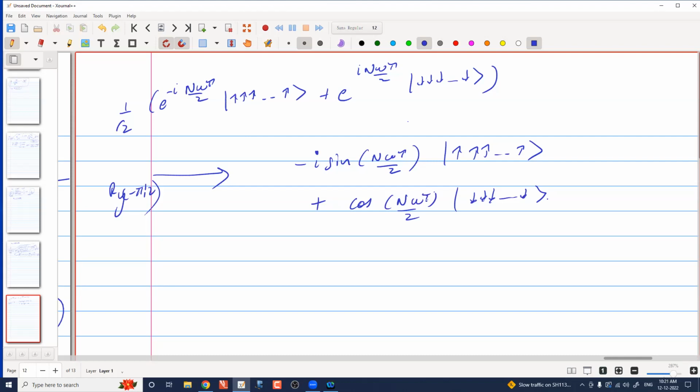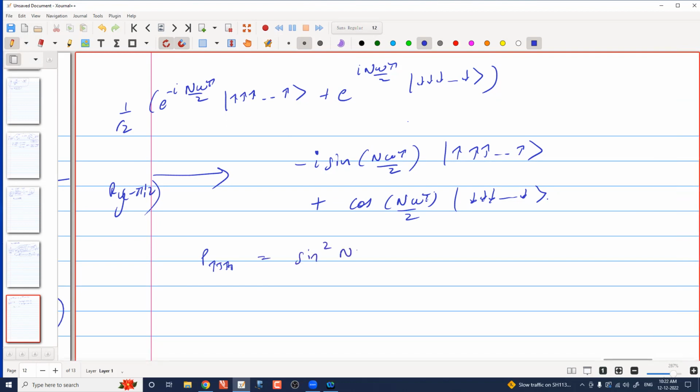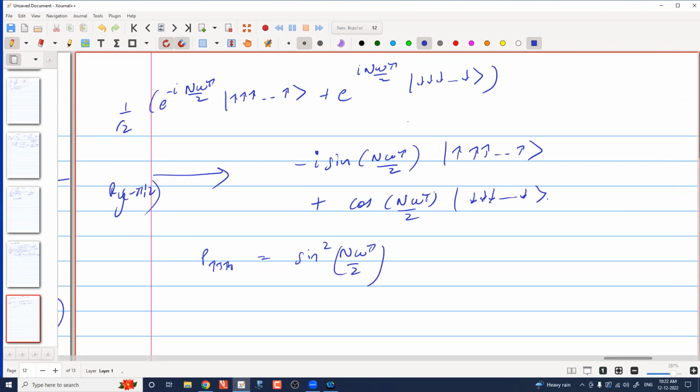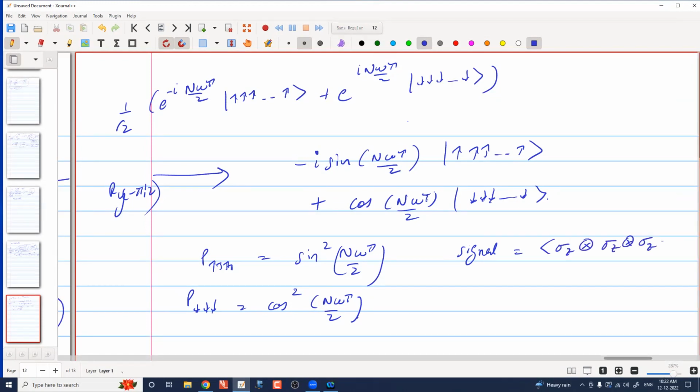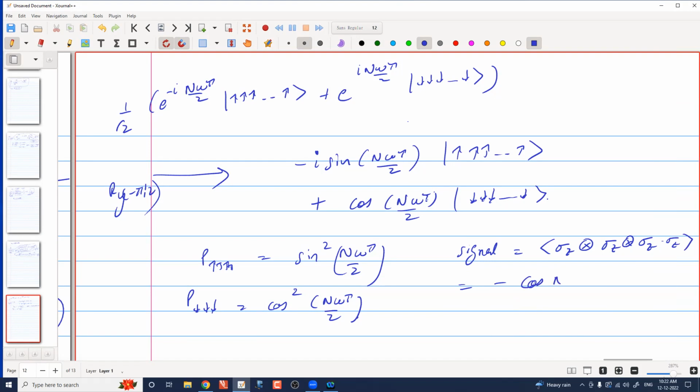And now if I calculate my probability of all up and all down, that's my thing. So my signal in this case is the expectation value of the collective Z observable on all n spins. And that basically gives me cosine n omega tau.